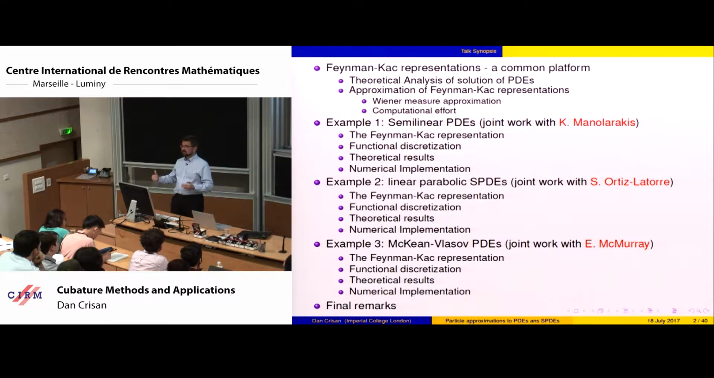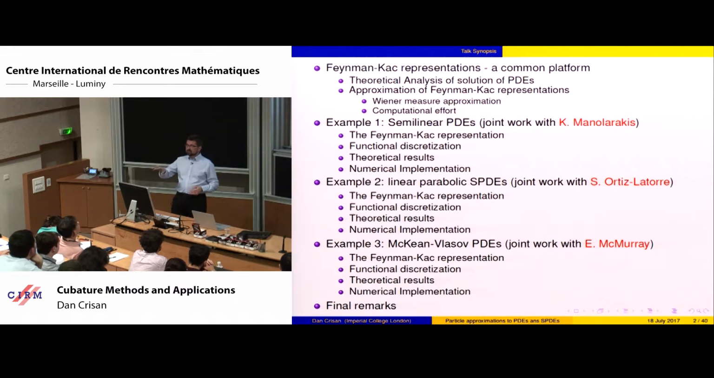The only difference is the way in which you discretize, you approximate the Feynman-Kac representation. Each of the individual PDEs or SPDEs that I'm going to look at will have their own Feynman-Kac representation, and you have to take that representation and approximate it. So the only thing that is going to be different for each of the examples that I'm going to show you next will be the actual Feynman-Kac representation that you have and how you discretize it.